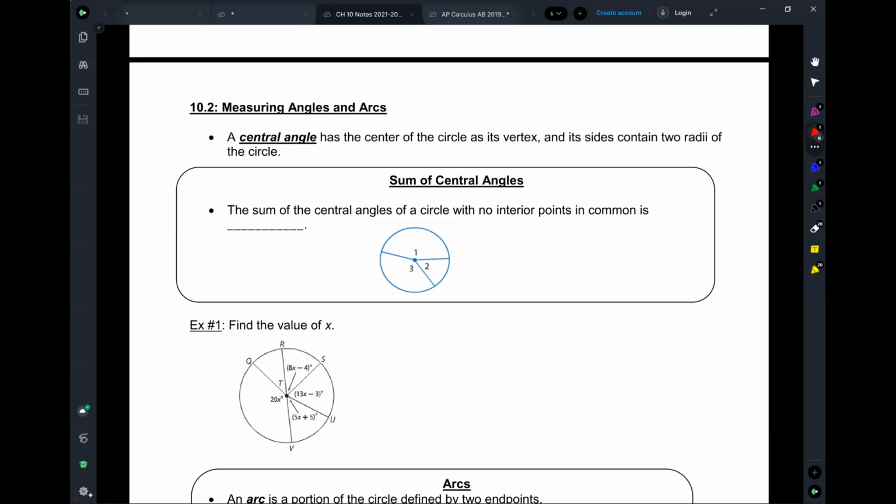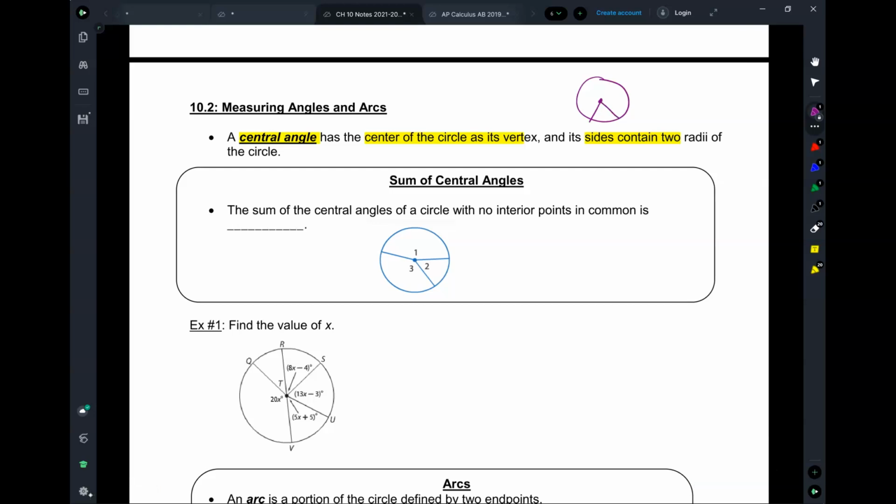Hey guys, today we're going to be going over central angles and arcs in section 2. So a central angle is an angle that has the center of the circle as its vertex, and the sides are 2 radii of the circle. For example, if I have a circle here, the center is the vertex, and the sides of the angle are 2 radii.